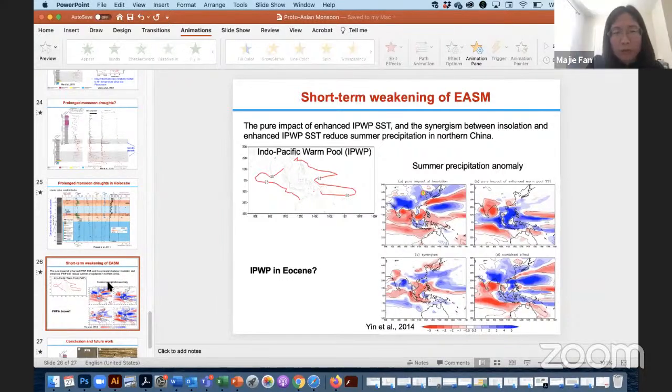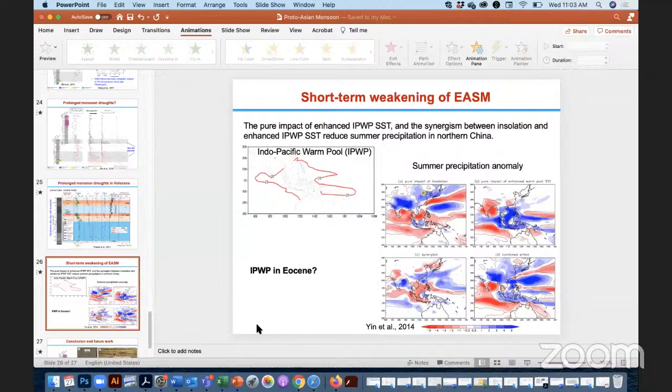I really don't know if the Indo-Pacific warm pool even existed in Eocene time. When I interpret the record, I like to use modern understanding as an analog, but modern understanding is not necessarily applicable to the Eocene. We know that the land-sea distribution was different. The global mean annual temperature was different. So that's why I put a question mark here. Probably not, probably yes, but if not, what else could cause those drying events?